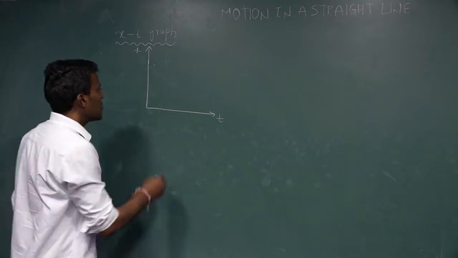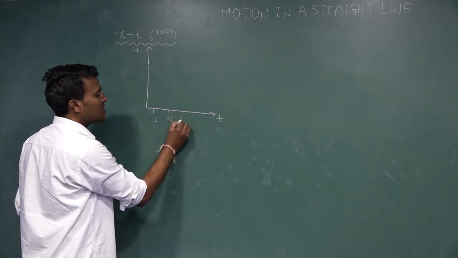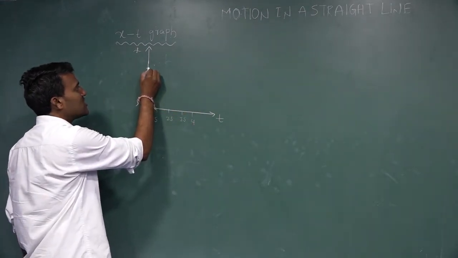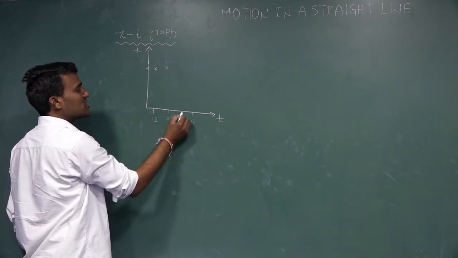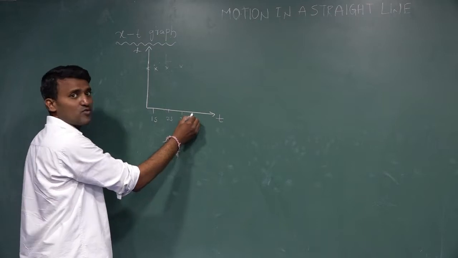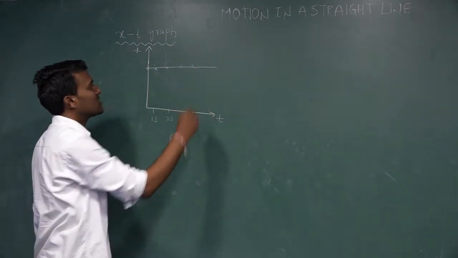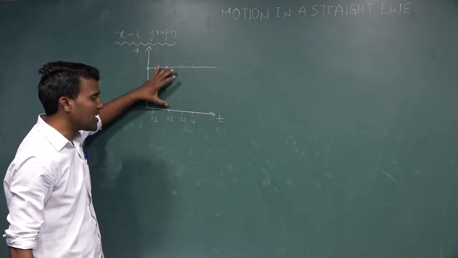See here, according to this one, time is 1 second, 2 seconds, 3 seconds, 4 seconds and so on. My position is initially here. So at 1 second my position is here, at the second second my position is here, third second my position is here, fourth second also my position is here. The line joining all the points, the resultant curve, is like this. So the resultant is parallel to the x-axis.